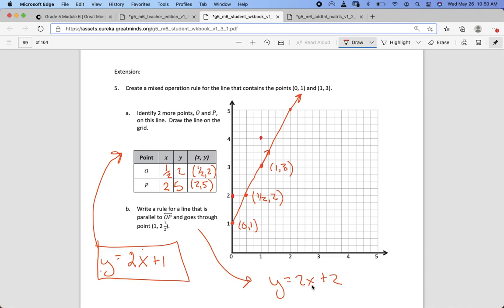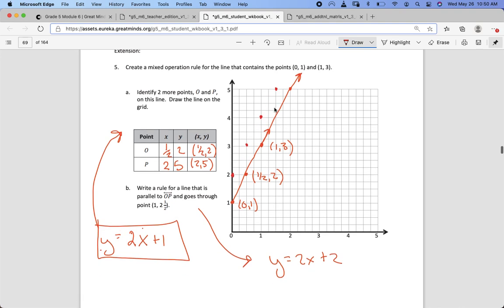Let's try 1/2 times 2 would be 1 plus 3 would be 1/2 and 3, okay. And let's see if we can get 1.5 times 2 would be 3, plus 2 is 5, right? 1.5 and 5. There's our parallel line. Oh, I accidentally hit the button on my marker. There we go. Parallel line.